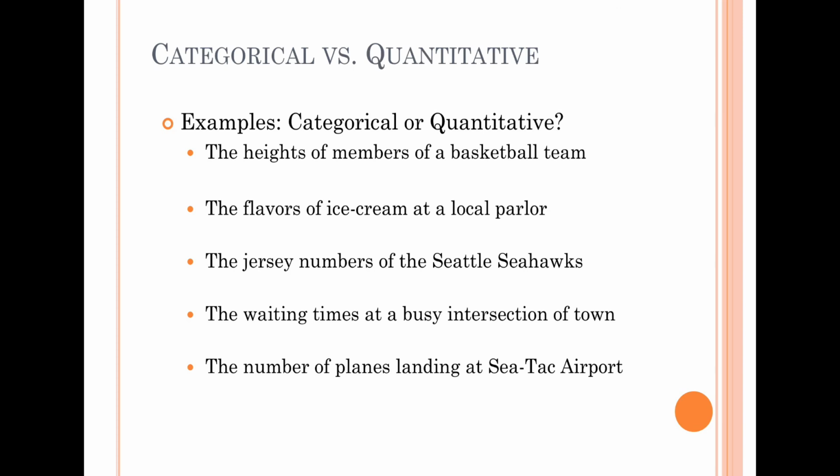So looking at categorical or qualitative versus quantitative, if we talk about the heights of the members of the basketball team, that would be quantitative because that would be a measurement. Flavors of ice cream at a local parlor, this would be categorical.